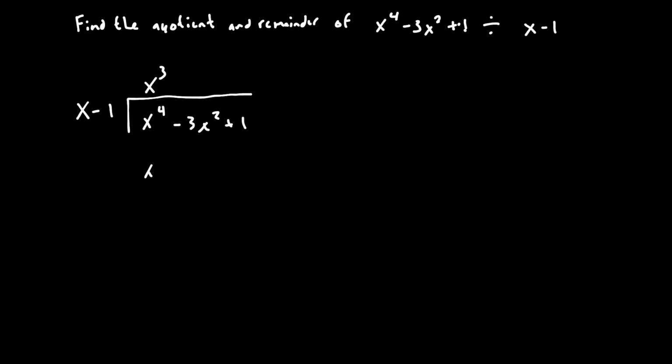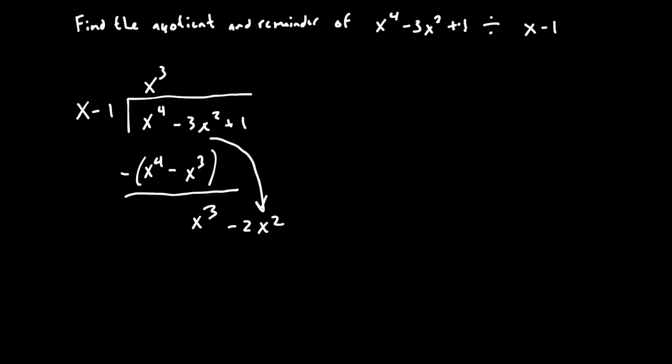This gives us an x to the fourth minus x cubed. Multiply this by -1 and then add it to the term above, and we're left with an x cubed minus 2x squared. And we're going to go ahead and bring down our -2x squared.